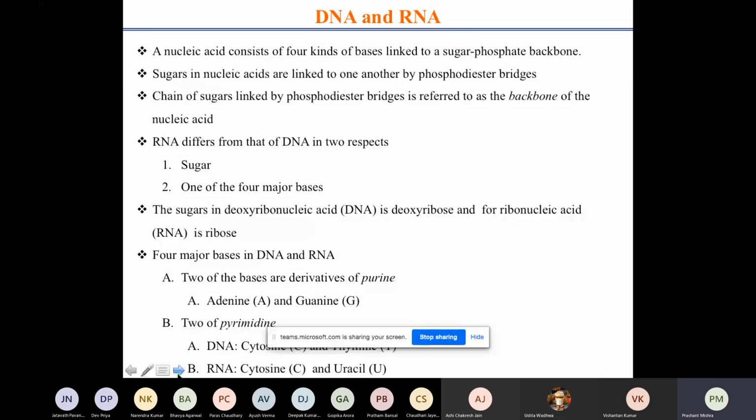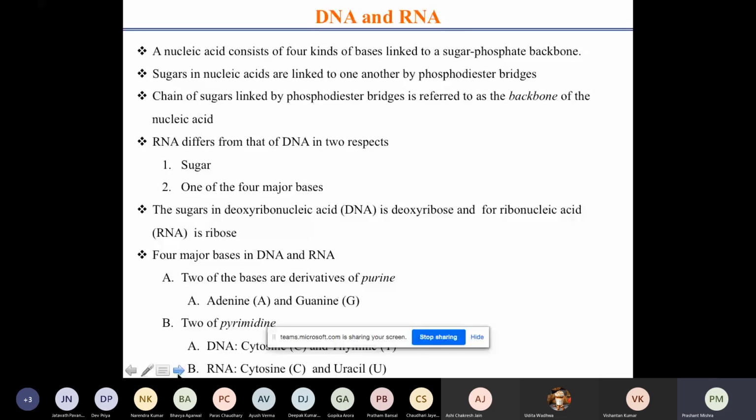Looking at the structure, they are polymeric structures. DNA is a deoxyribonucleic acid, and these nucleic acids are made up of polynucleotides. The monomeric unit of these polynucleotides is the nucleotide, and each nucleotide will have a sugar unit, a phosphate, and a base. Sugars are linked to one another by a phosphodiester bridge, so you have a phosphodiester bond. This is the backbone. So you have a chain of sugar units linked by phosphodiester bonds.